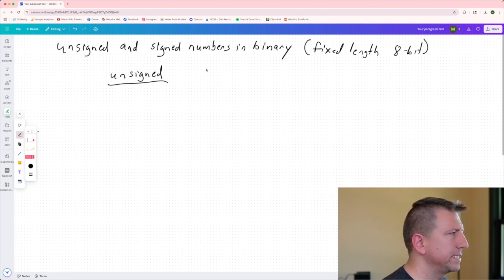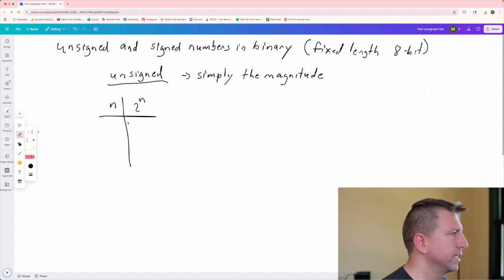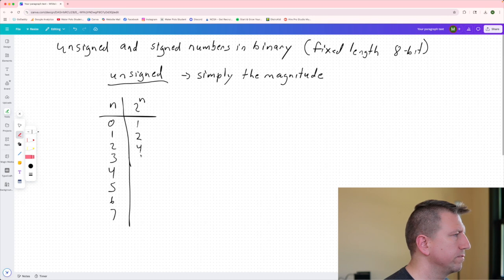Unsigned just says what it means. It's simply the magnitude of the number. There is no information about the sign. So if we have 8 bits, let's take a look at our table of n and 2 to the n. So 1, 2, 3, 4, 5, 6, 7, 8 bits with their corresponding powers of 0 to 7. And so then 2 to the 0 is 1, 2, 4, 8, 16, 32, 64, and 128.